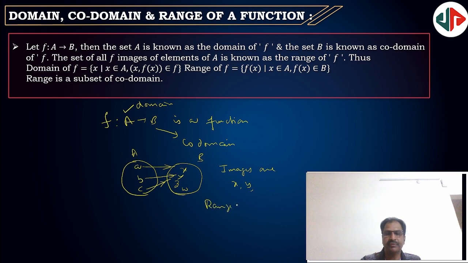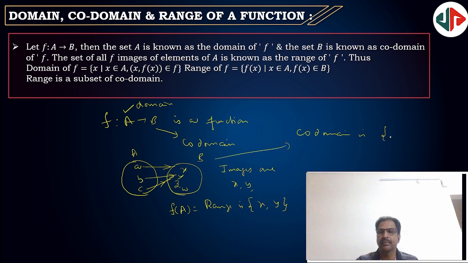Now the range is defined as the set of images, which is denoted with f of capital letter A. So what is the definition of the range of a function? The set of all images. Why are Z and W not there? Because these two are not images of any elements. So range is only the set of images. Codomain is the second set. Here the codomain is the second set, which means X, Y, Z, W. So remember, range is always a subset of codomain.